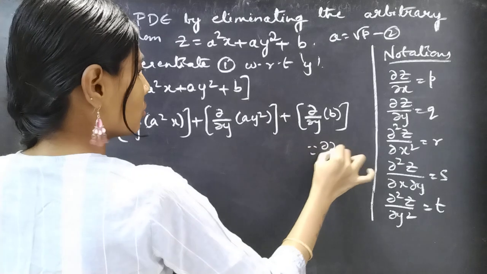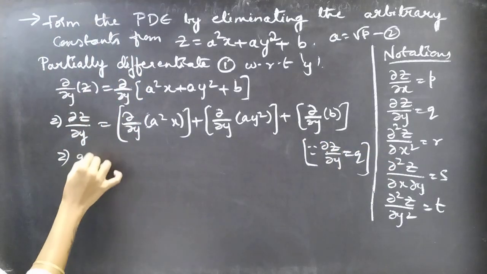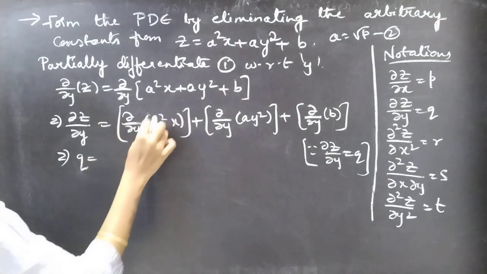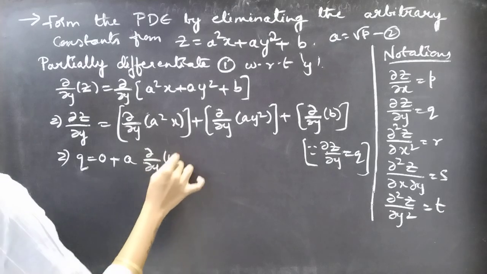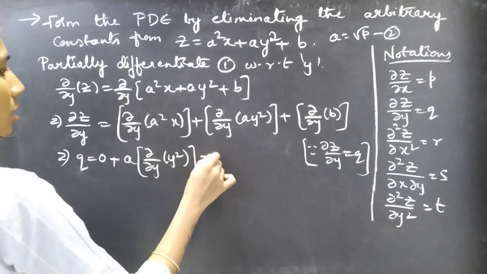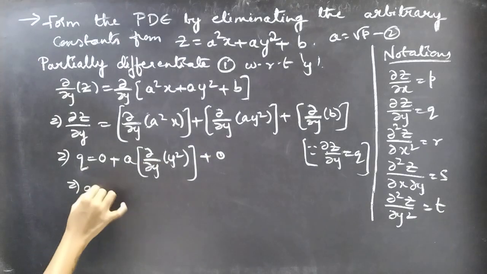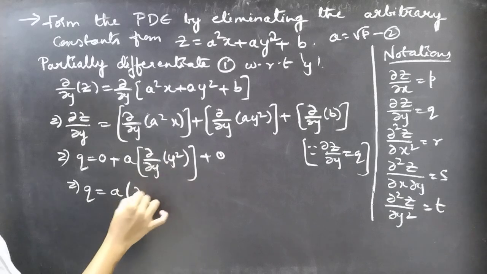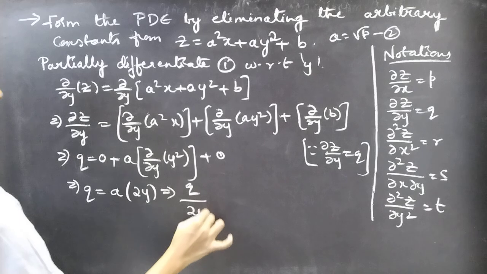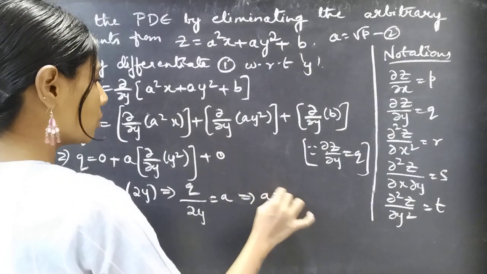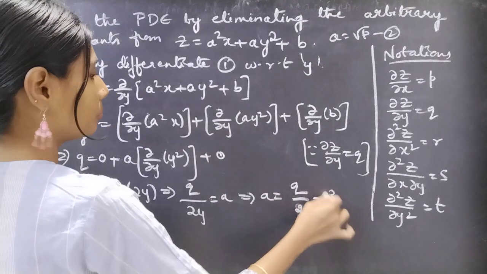Since dou z by dou y equals q, let's use this notation and replace the LHS part by q. You'll get q equal to the partial derivative of a constant with respect to y is 0, plus a into the partial derivative of y squared with respect to y, plus the partial derivative of b, a constant, with respect to y is 0. Which gives us q equal to a into 2y. Bring this 2y to the LHS, we'll get q by 2y equal to a, or a equals q by 2y. Consider it as equation number 3.